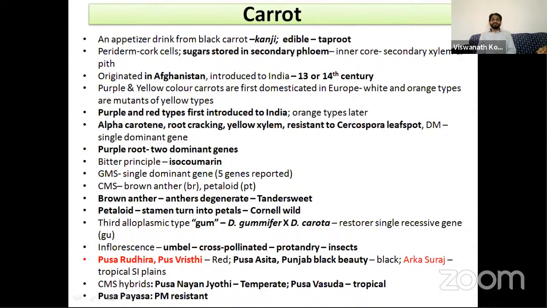The carrot hybrids developed based on cytoplasmic male sterility are Pusa Meghali, suitable for temperate regions, and Pusa Vasudha, suitable for tropical regions. And Pusa Payasa is the new variety of carrot that is resistant to powdery mildew.